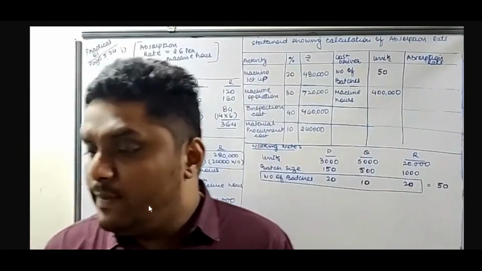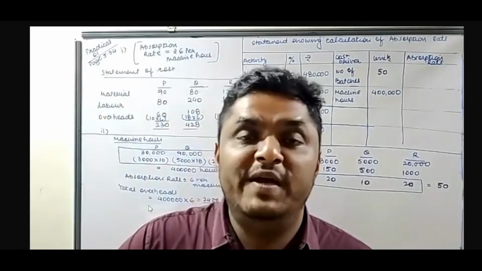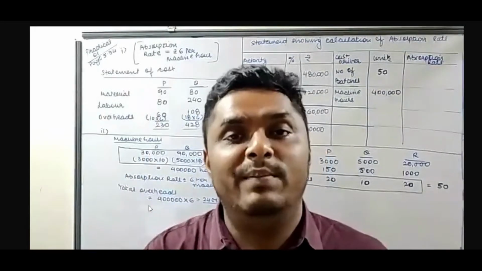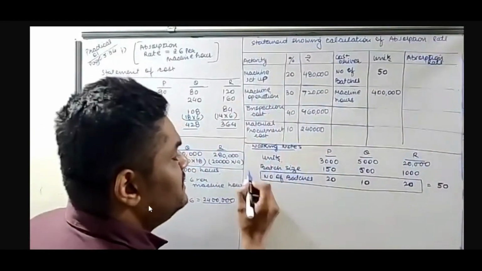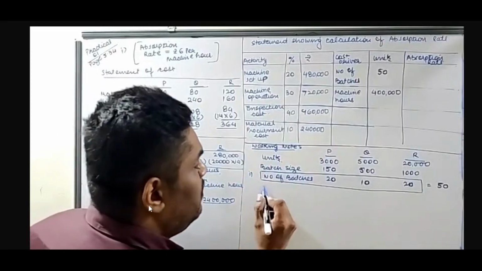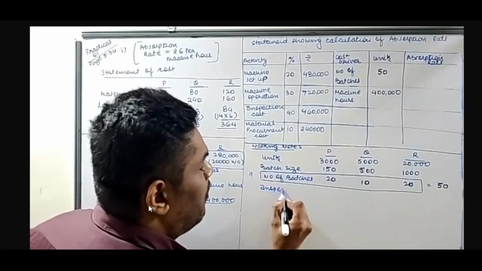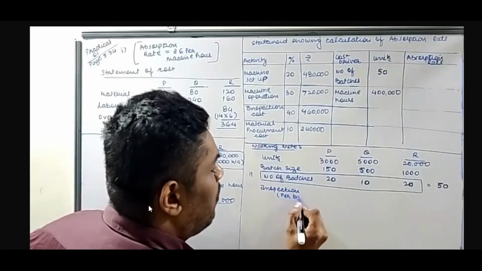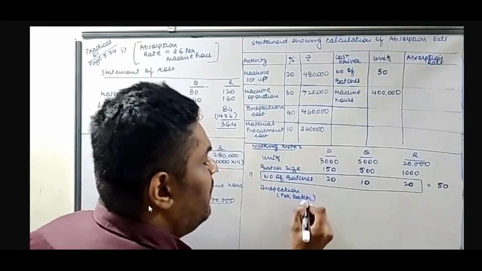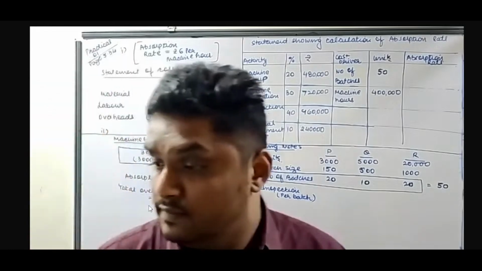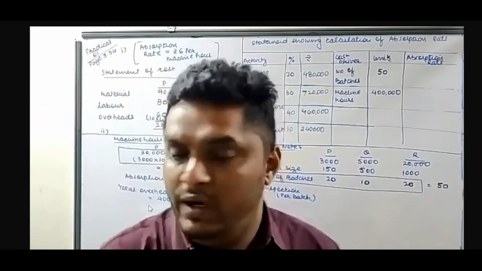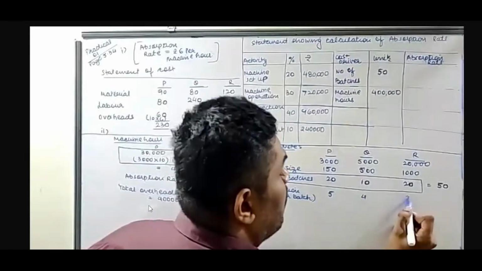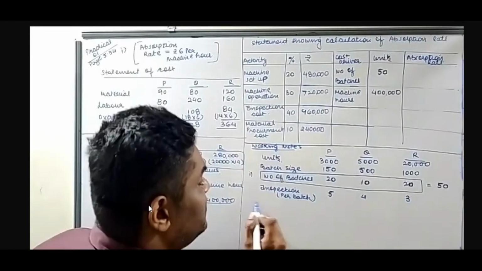Further, when talking about the inspection, the number of inspections is given, but it is per batch. So we have to calculate the total number of inspections. Inspection per batch is given: 5, 4, and 3. So the total number of inspections will be how much?